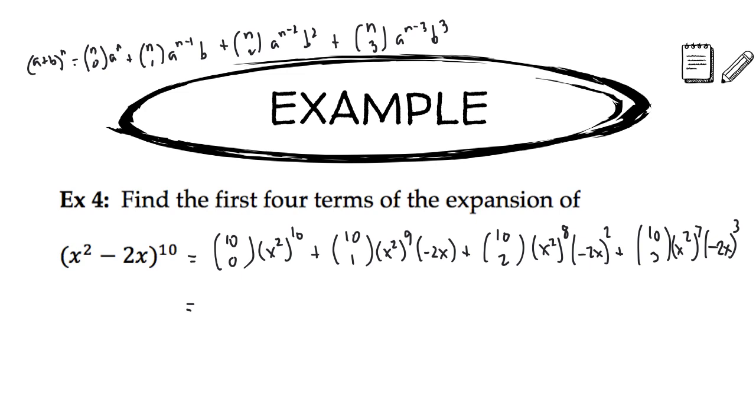As we go through and simplify, 10 choose 0 is the same as anything choose 0, that's 1. x squared to the 10th is x to the 20th, and there's my first term. My second term is negative because of the minus 2x.